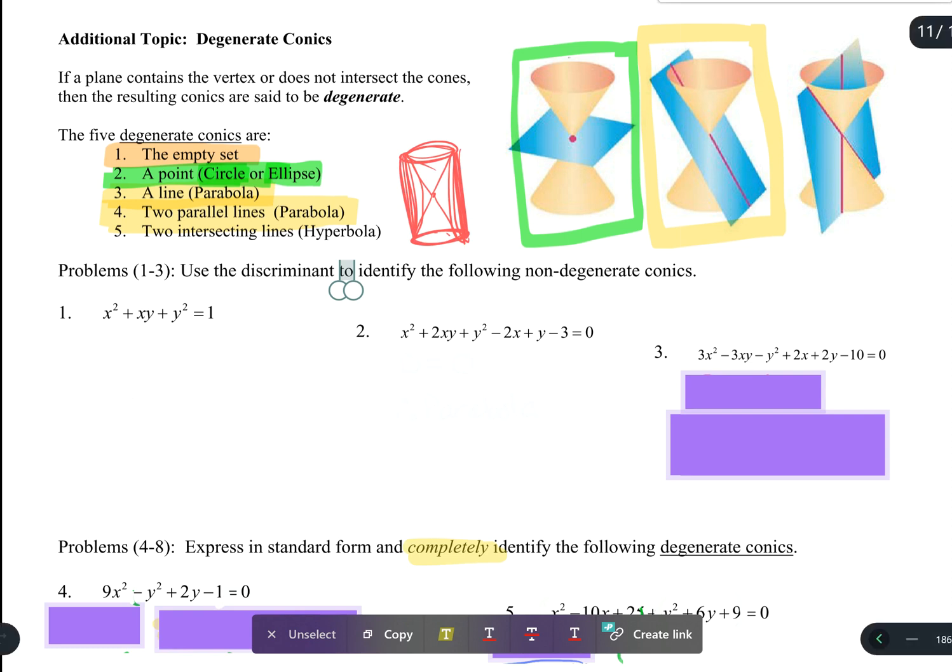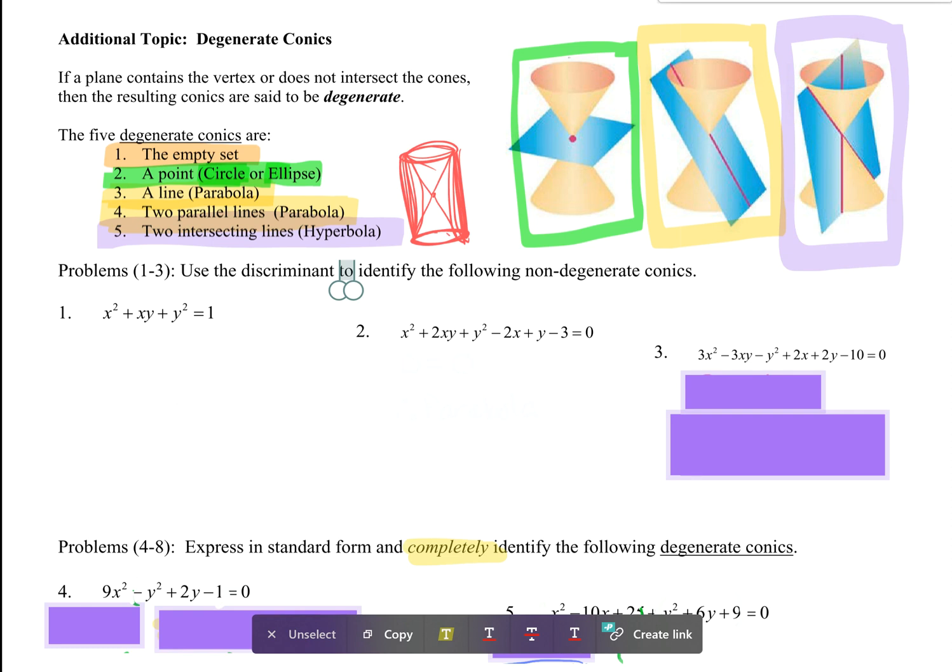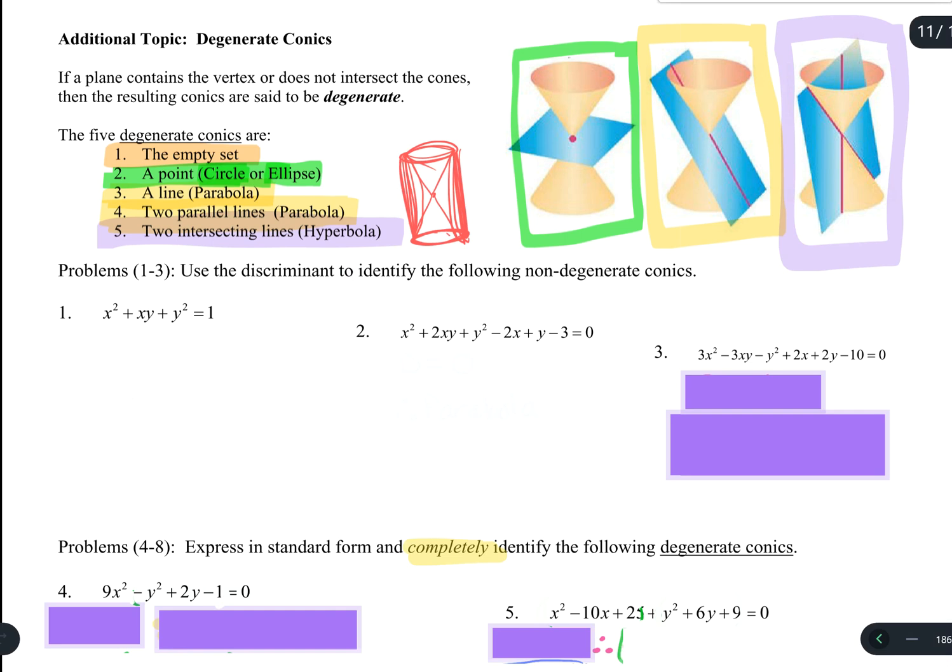And then the last one is 2 intersecting lines, which comes from a hyperbola. So a hyperbola is going to be slicing the cone parallel to the axis. And so when we do that here, if we pass through the vertices, then we are going to end up with 2 intersecting lines. So you can notice that each of these degenerates results from a plane passing through the vertex of both cones. All right, so now let's see what that means for identifying these degenerates.